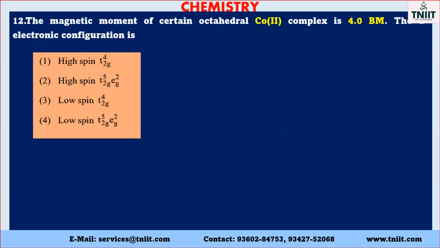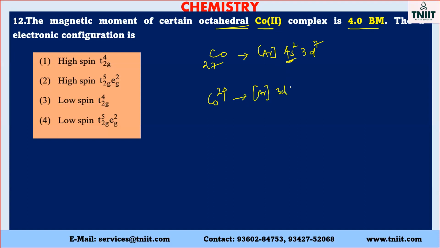The next one, the magnetic moment of a certain octahedral cobalt complex is 4.0 Bohr magneton. What is the electronic configuration? Now it is cobalt 2 plus, octahedral. Magnetic moment is 4.0 Bohr magneton. We know that the cobalt atomic number is 27. The electronic configuration is argon configuration 4s2 and 3d7. Since they have mentioned it is the 2 plus oxidation state, the 4s electrons will be removed. Therefore, we will have argon configuration and 3d7.